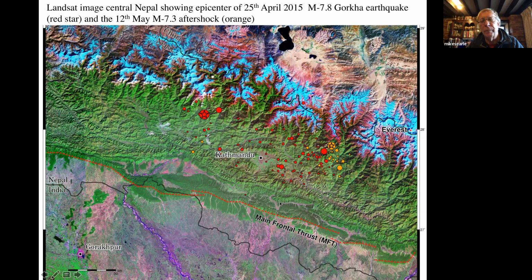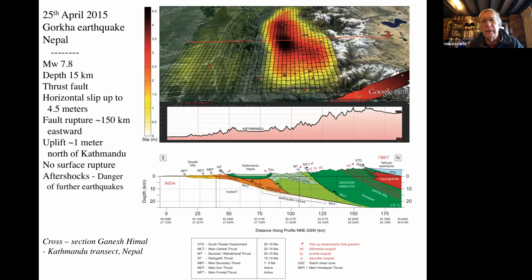That strain should have been taken up by one of these frontal folds and thrusts at the base down here in Chitwan, and it wasn't. None of these moved at all, which is a big problem because it means all the strain is still down there. So here's a cross-section of the Ganesh Himalayas down through the Kathmandu klippe.